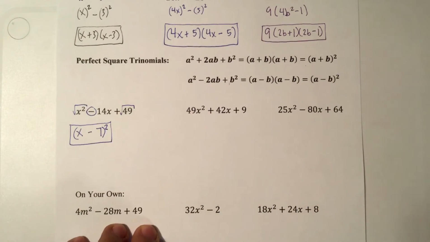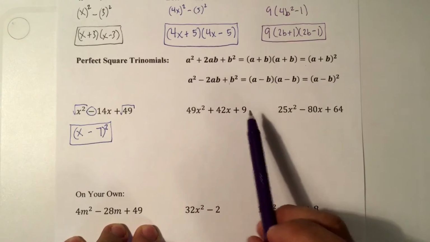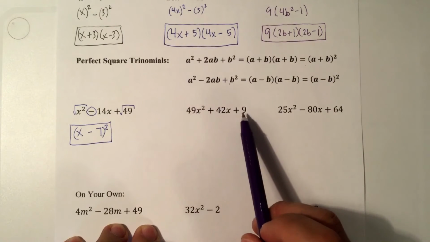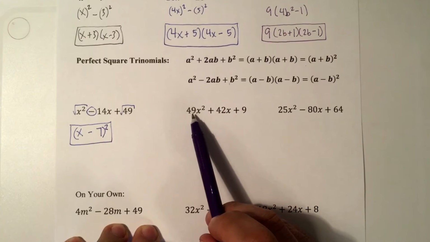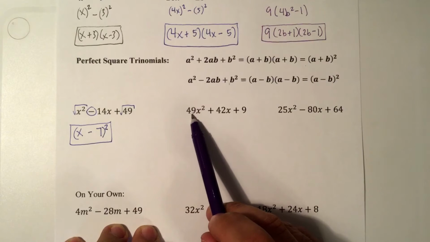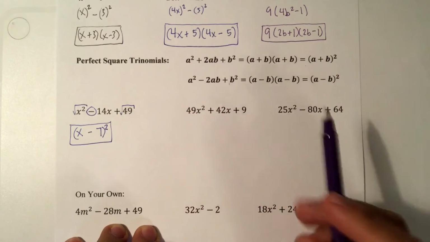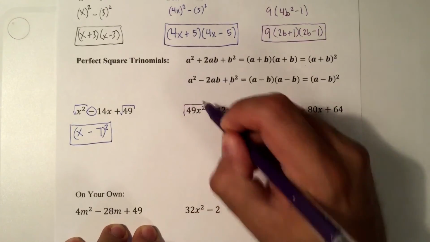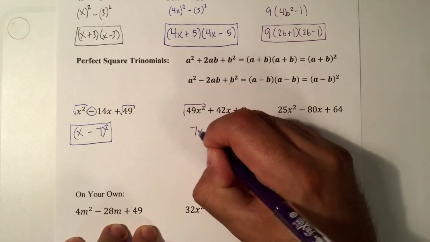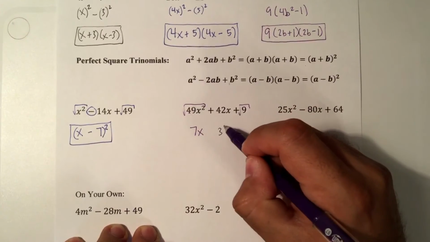All right, so for our next example, once again, is it in standard form? Yes. Is there a greatest common factor? No. Let's look for one of these special factors. So I see 3 terms. I look at the first one, that is a perfect square. I look at the last term, that is a perfect square. So I'm going to take the square root of the first term, which gives me 7x. Take the square root of the last term. The square root of 9 is 3.